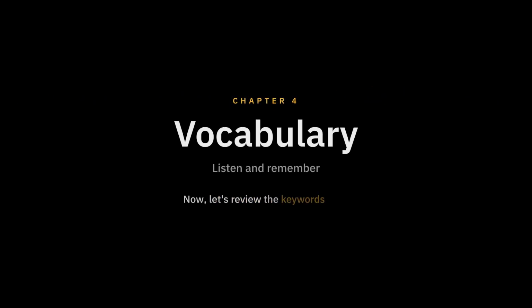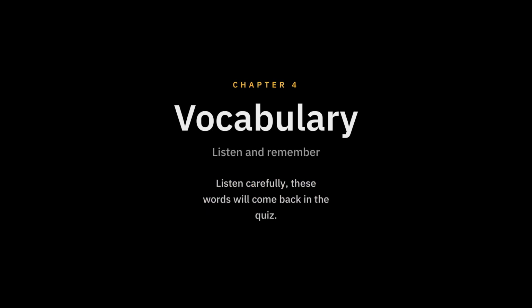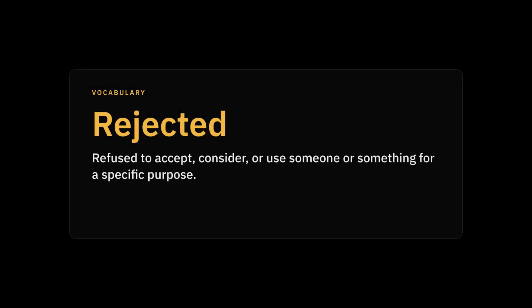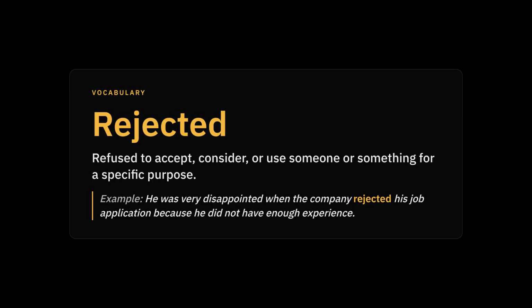Now, let's review the key words from this chapter. Listen carefully. These words will come back in the quiz. Judged. To have an opinion or conclusion formed about the quality of something, especially after a formal examination. For example, the singers were judged by their ability to hit the highest notes and their stage presence. Rejected. Refused to accept, consider, or use someone or something for a specific purpose. For example, he was very disappointed when the company rejected his job application because he did not have enough experience.